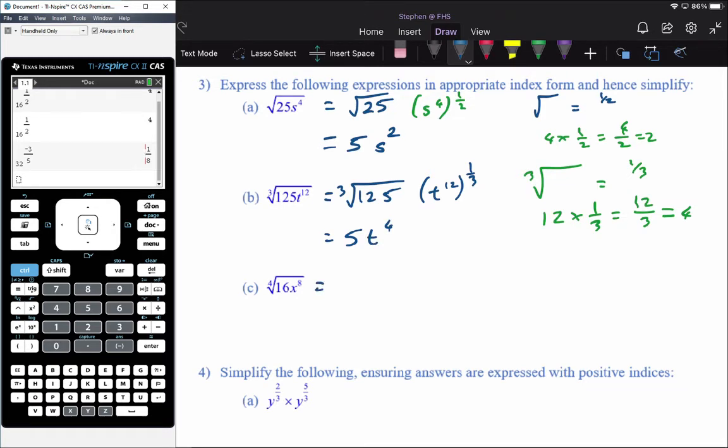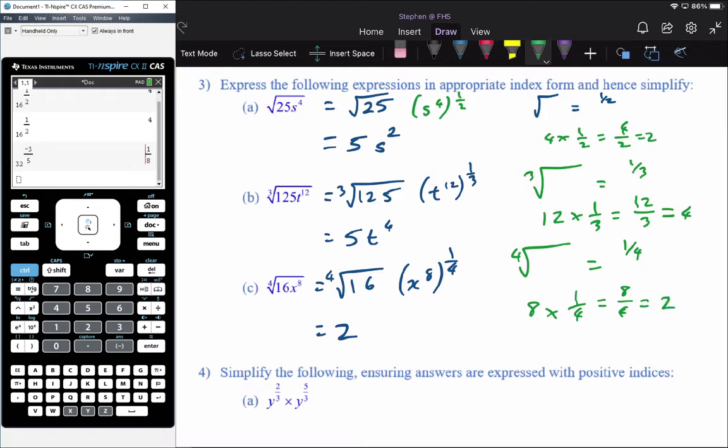Right, moving on to the last one of number 3. We have the fourth root of 16, and then x to the 8 raised to the power of a quarter. And again, that is because the fourth root of anything is just the same as the same thing raised to the power of a quarter. Alright, so fourth root of 16, that's just 2, and then x to the 8 to the power of a quarter. Let's calculate. 8 times a quarter is 8 over 4, and that's equal to 2. So that is just 2x to the power of 2, or in simpler terms, that's just 2x squared.